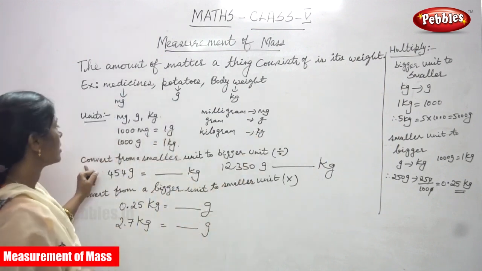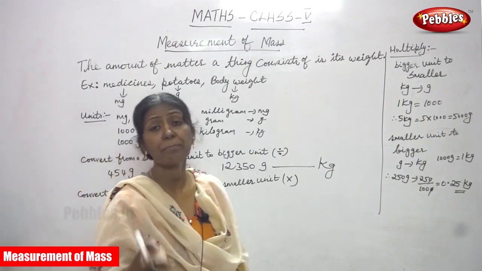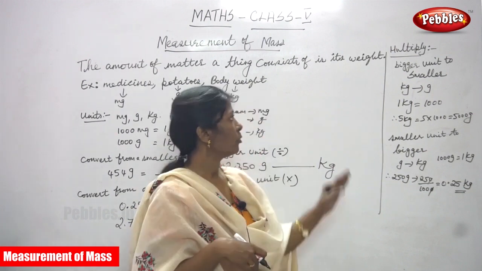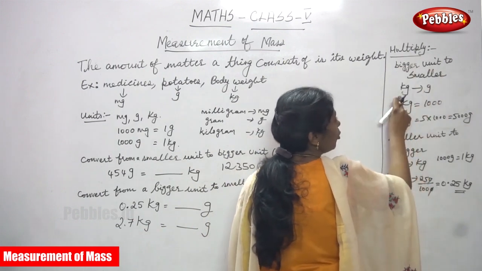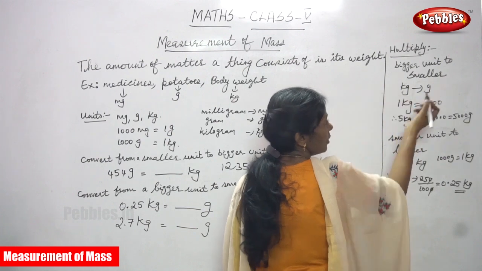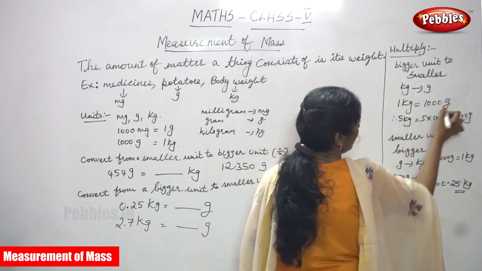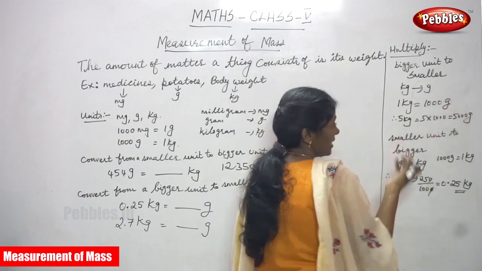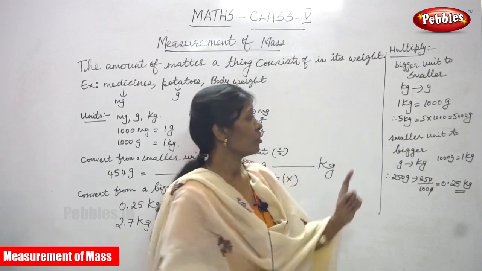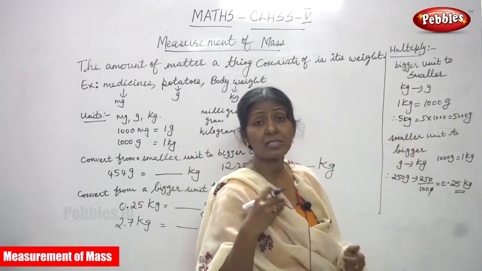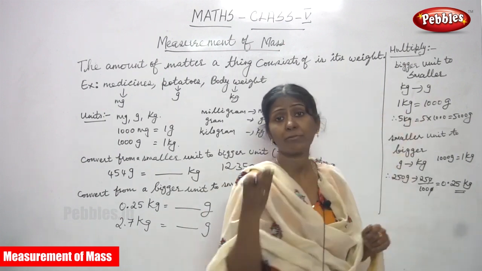Then, converting from a smaller unit to a bigger unit means you have to divide, and from a bigger unit to a smaller unit you have to multiply. First, multiplying: bigger unit to smaller unit, in this case kilogram to gram. 1 kilogram is equal to 1000 grams. For example, 5 kilograms of grapes, oranges or apples. How many grams is 5 kilograms? That is 5 into 1000, which gives 5000 grams. So to convert kilogram into gram, you have to multiply.